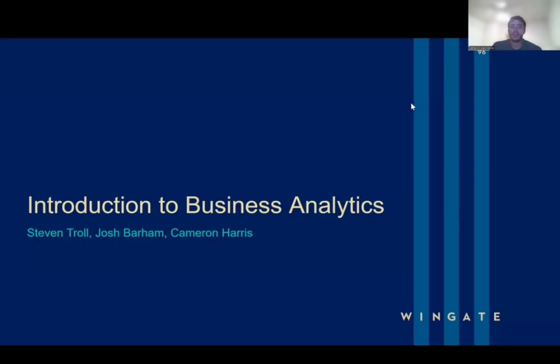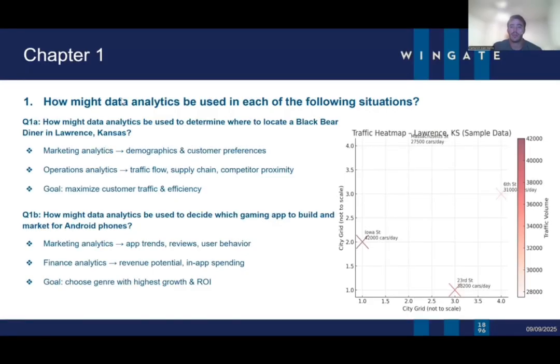Homework number one for Introduction to Business Analytics. Here we have chapter one, question one, and the first question is, how might data analytics be used in the following situations? And this one is used to determine where to locate a Black Bear Diner in Lawrence, Kansas. And you see these three bullet points. We have three ways here.